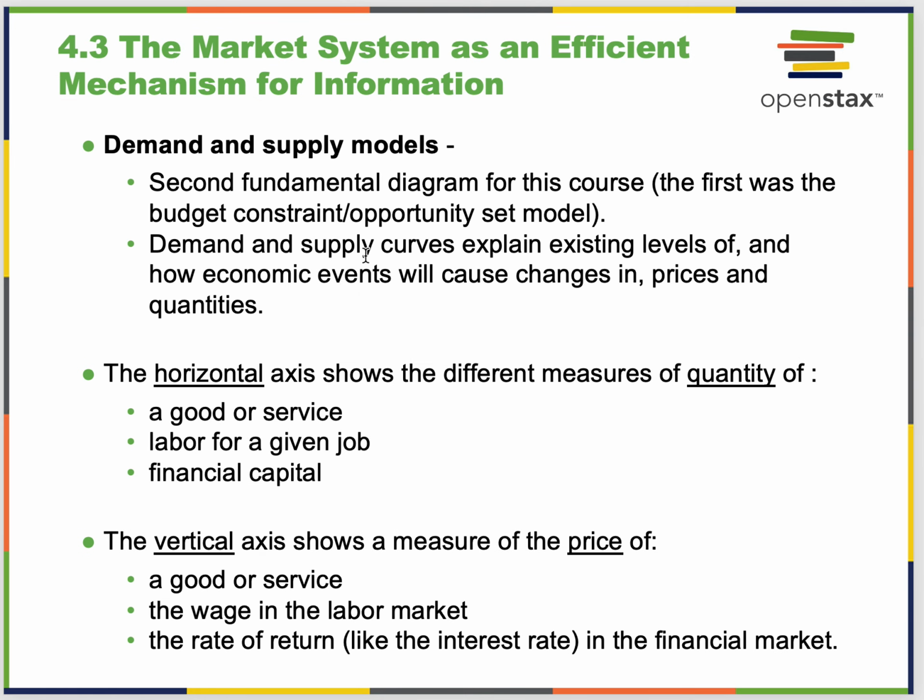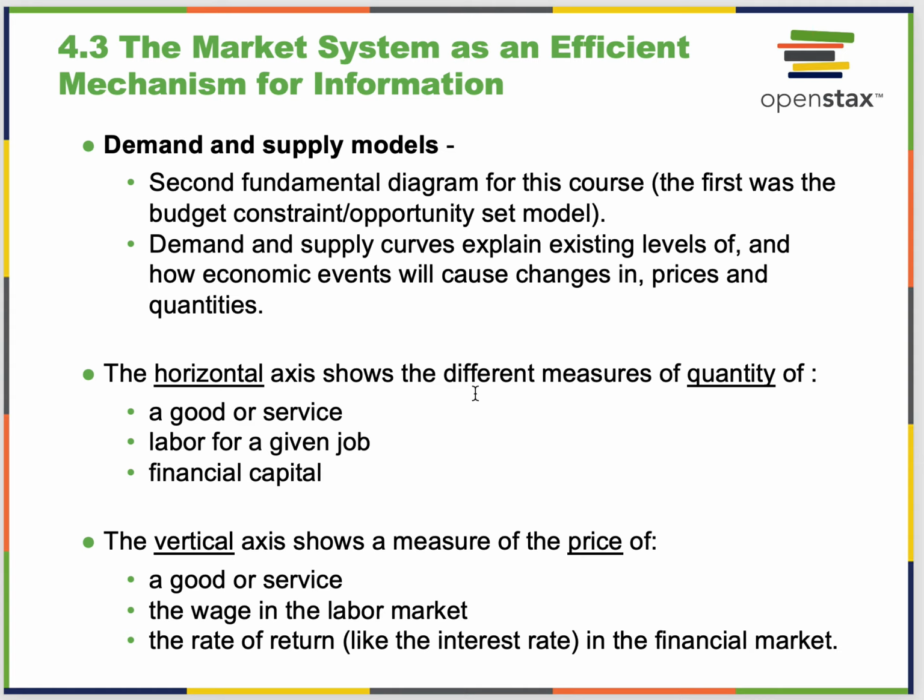So the market system as an efficient mechanism for information. Well, people are looking for demand and supply models all the time. There's diagrams that we can look at. This is the second fundamental diagram for this course. The first was the budgetary constraint and opportunity set model. The demand and supply curve is the next thing. It explains how economic events will cause changes in prices and quantity. And remember, microeconomics, another name for it, is price theory.